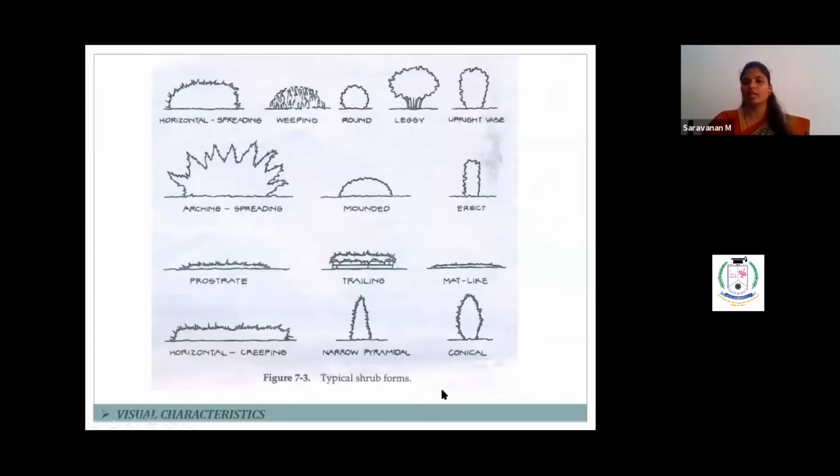These are the types of shrub forms. Till now we have seen the trees, and these are the shrubs. So you have horizontal spreading, weeping, round, ledgy, upright vase, erect, mounded, arching, prostrate, trailing. It's a mat-like structure, conical, narrow pyramidal, and horizontal creeping. So these are the different types of shrub forms.